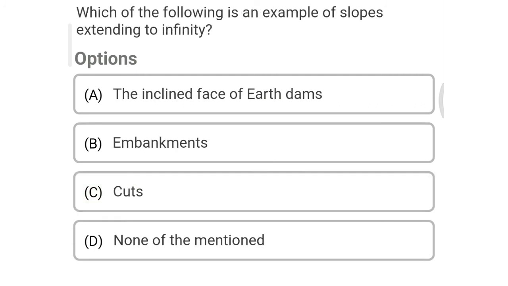So next question, which of the following is an example of slopes extending to infinity? Option A the inclined face of the earth dams, option B embankment, option C cuts, option D none of above. So the correct answer is option D none of above.